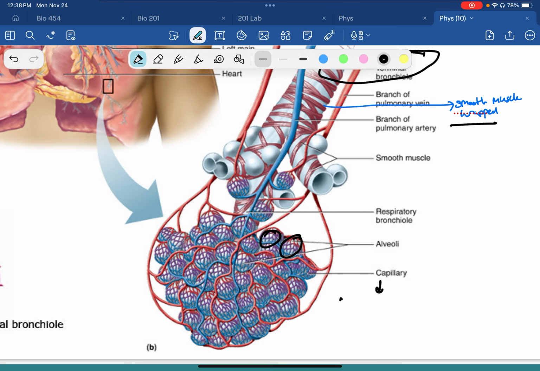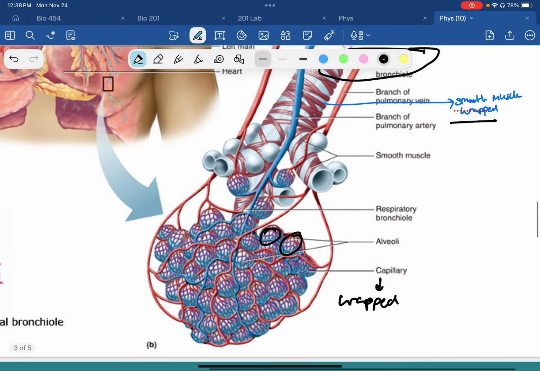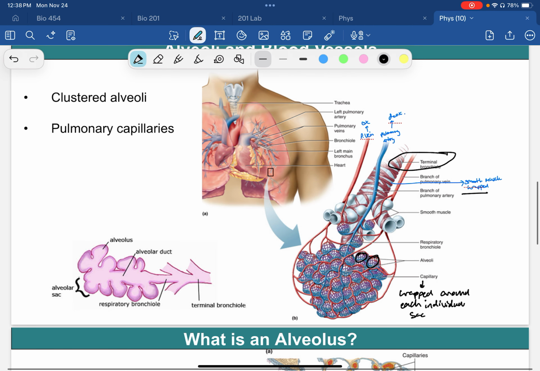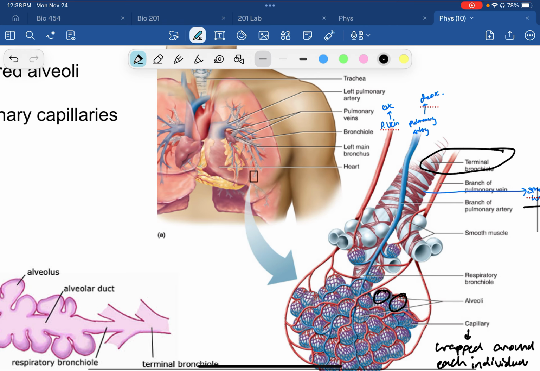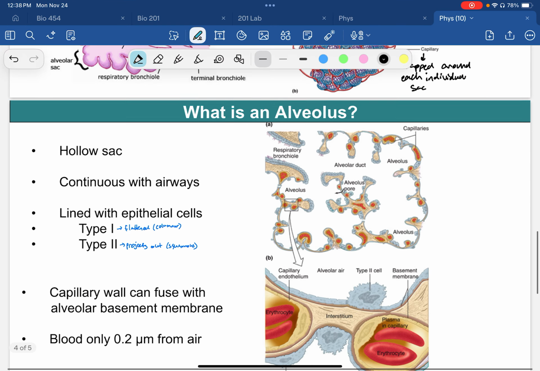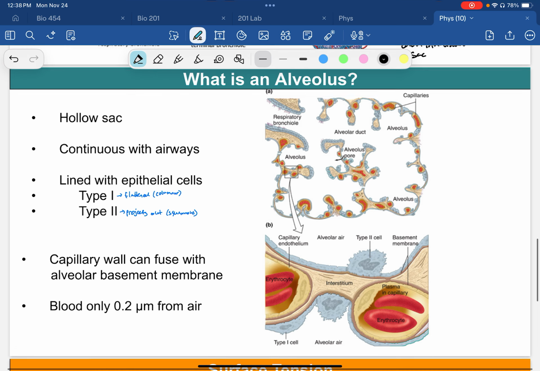These capillaries are wrapped around each individual sac to allow for that gas exchange and that movement. So just two different pictures here to visualize, and you can see really how zoomed in it starts there, and then it's so little. But yeah, as we move down here, we can look a little closer.